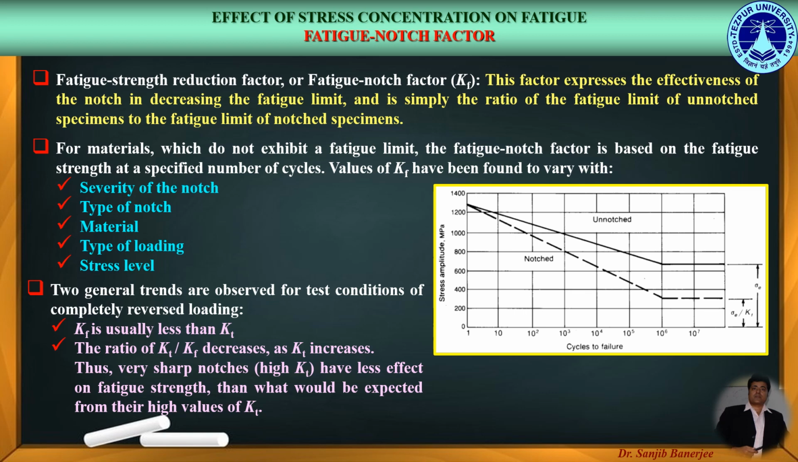Now regarding the value of fatigue notch factor or Kf, two general trends are observed for test conditions of completely reversed loading. Firstly, Kf value is usually less than the value of Kt, and secondly, the ratio of Kt by Kf decreases as the Kt value increases. So this indicates that very sharp notches with high Kt value have less effect on fatigue strength than what would be expected from their high values of Kt.